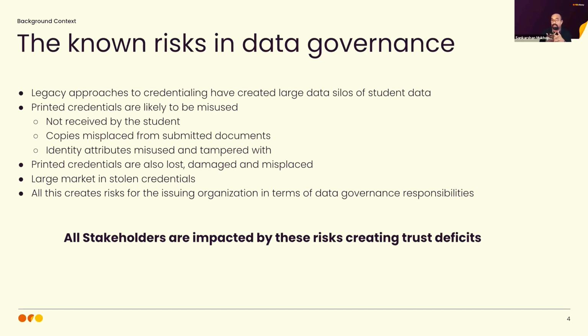Printed credentials, when they are sent over mail or other channels, are often lost, damaged or misplaced, because people move about. So let's say you have an address on record at an institute, and then you have moved from that place. The credential is sent to that address. If it is not sent back and returned to the issuing organization, the credential is likely to be handled by somebody who's not the intended recipient and abused. There's a large market in stolen credentials, and that also provides a very perverse incentive for all of these things to happen. What this creates is basically risks for the issuing organization.